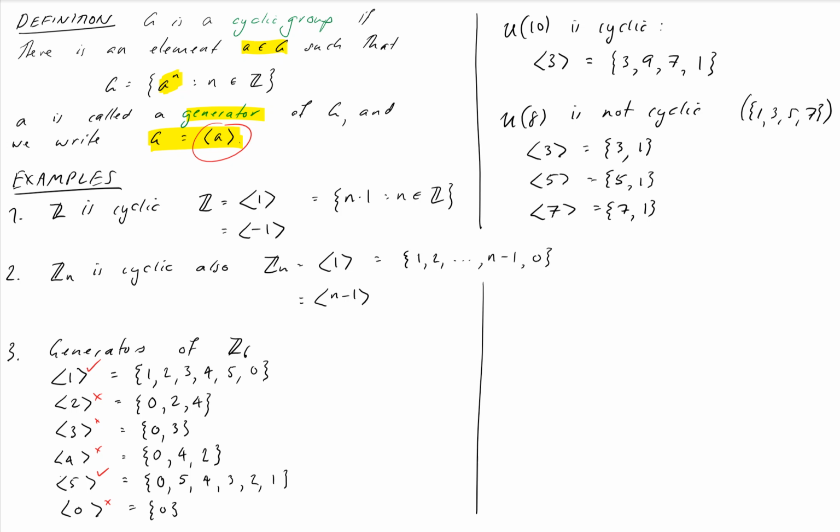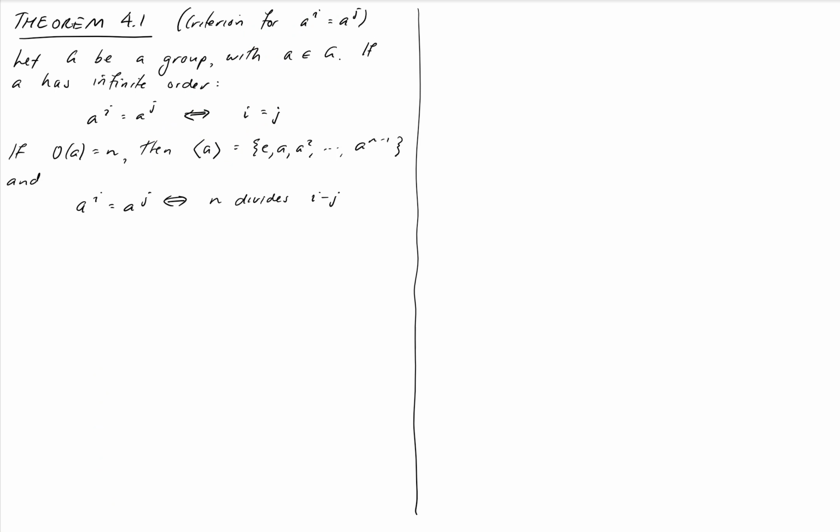Okay, so we're going to move on and start looking at some of the theory involving cyclic groups, because there are some quite interesting things that we can say. Let's take a look at proving this. Here's our theorem. The theorem is about whether or not a to the i is equal to a to the j. So basically the answer to that question depends on whether we have a group with infinite order or whether we have a group where the element has finite order.